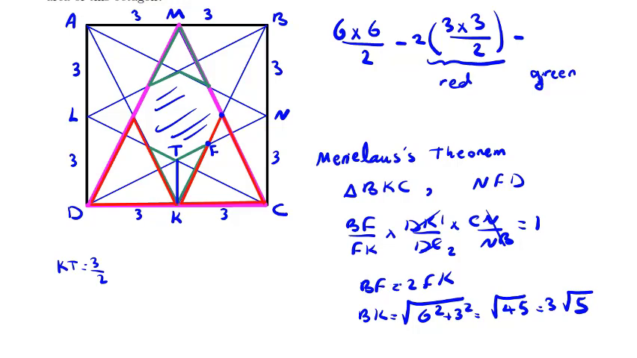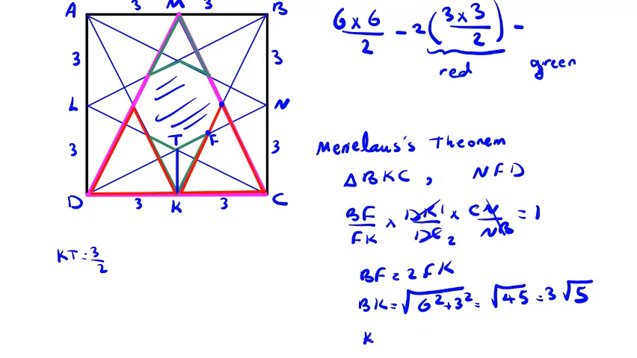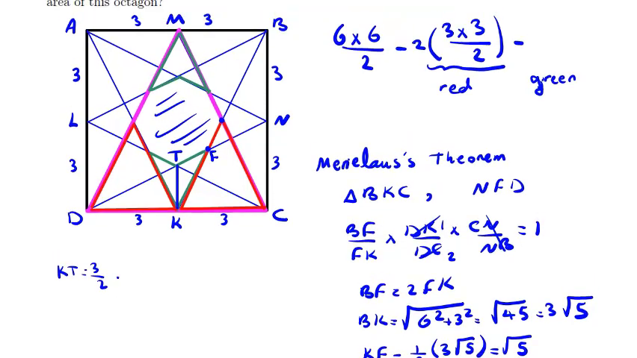Because BF is 2FK, it is, for example, Y and 2Y, twice this. So KF is 1/3 of BK. So KF is 1/3 of BK, which is 3 root 5, which equals root 5. So we conclude KF is root 5.